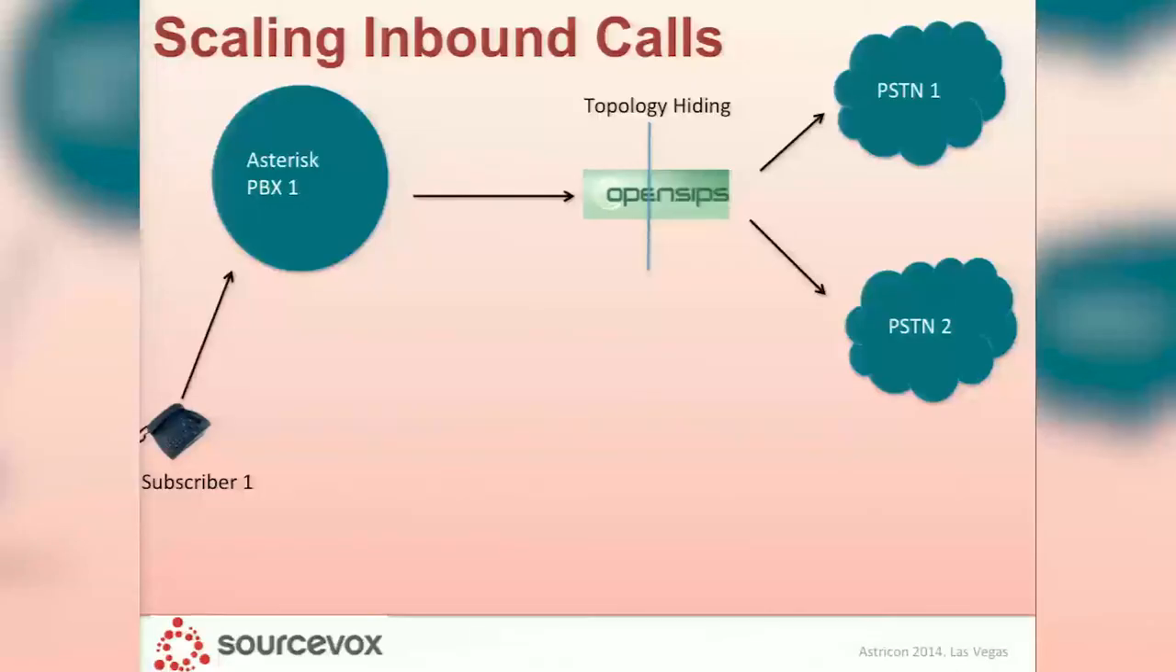So now this is what our scenario looks like. Asterisk PBX, so you can call multiple PSTN carriers, and we put the topology hiding in OpenSIPS so that it's hiding the interior of the network.